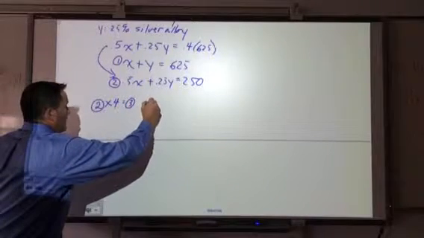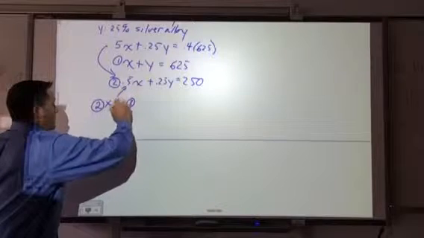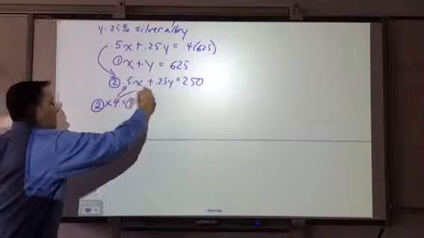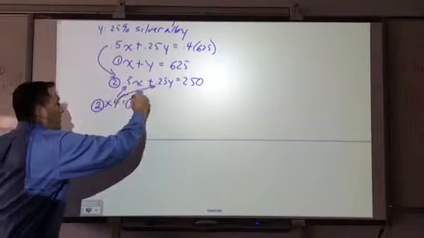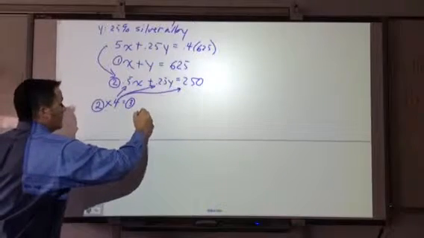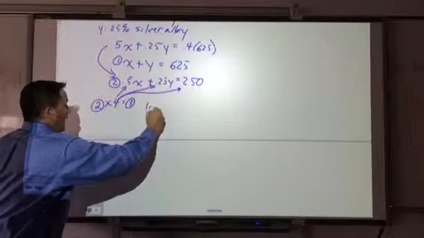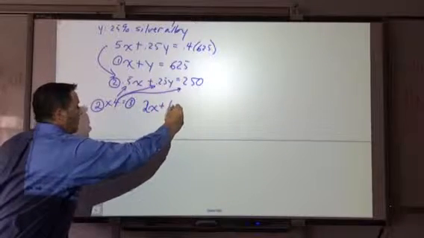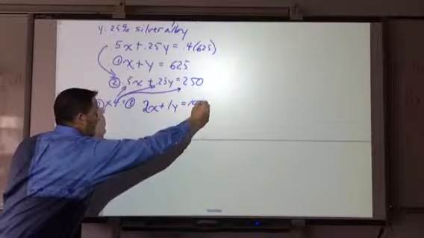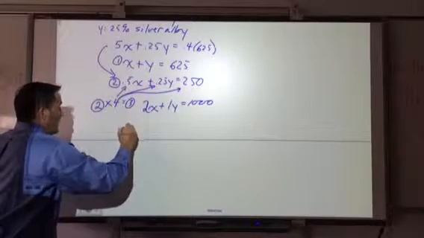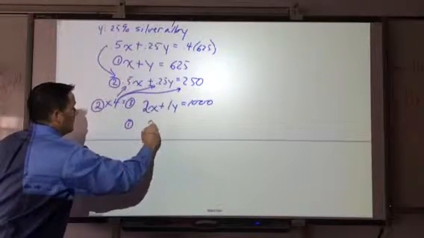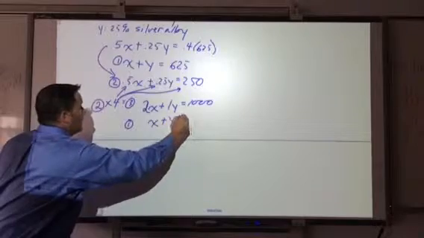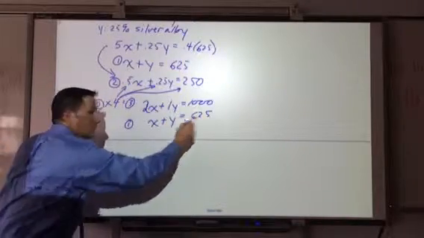And that's going to be 0.5 times 4, 0.25 times 4, and 250 times 4. So that's going to give me 2x plus 1y equals 1,000. Now I'm going to bring equation 1 down here. X plus y equals 625.